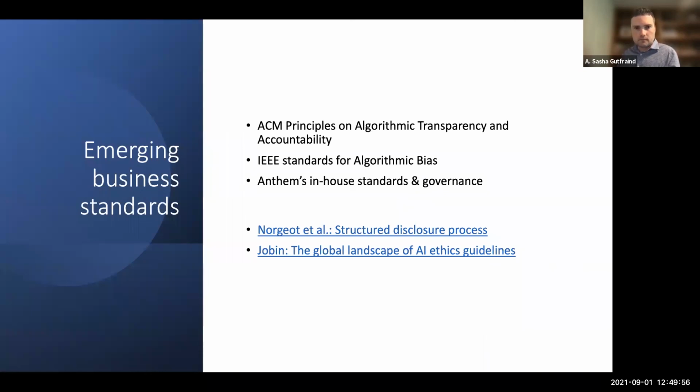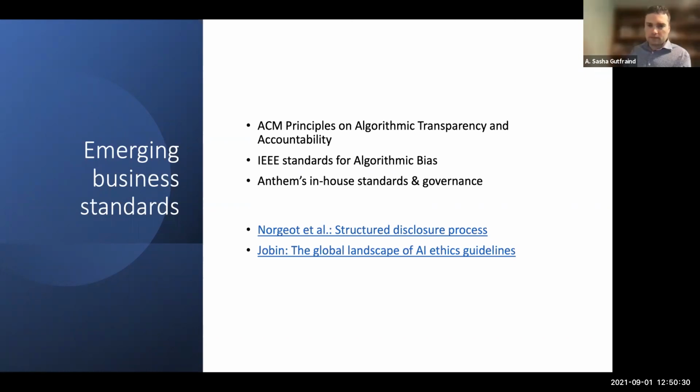Quickly, let me also highlight a couple of new developments in the field. A lot of organizations came out with guidelines and standards for developing efficient and successful algorithms. The IEEE has standards for algorithmic bias. Anthem, for example, has its own in-house standards and AI governance system. I really like this paper by Jobin about the global landscape of AI ethics guidelines. It has kind of an overview of this rapidly whirling field.